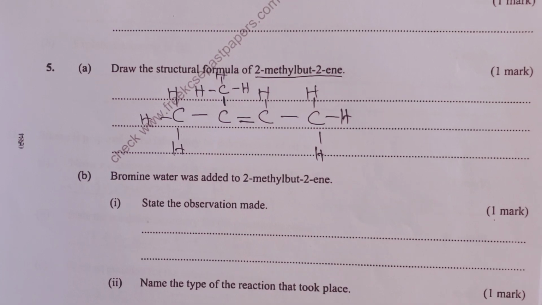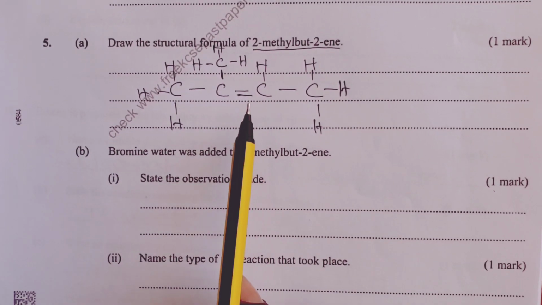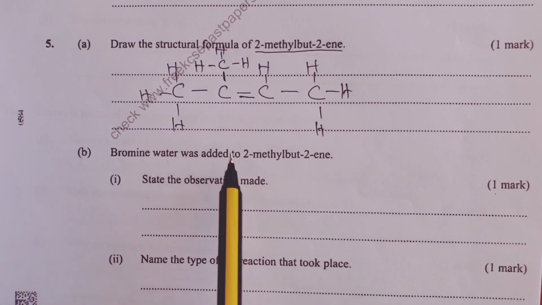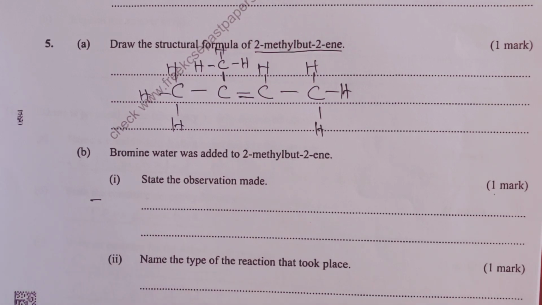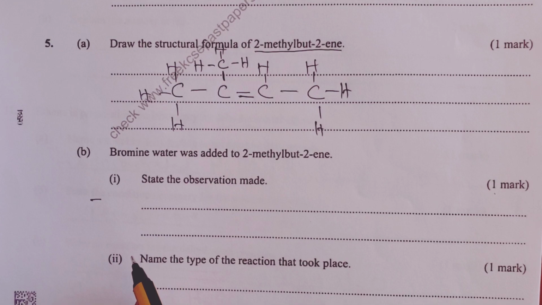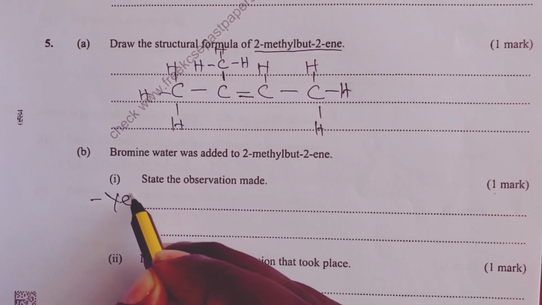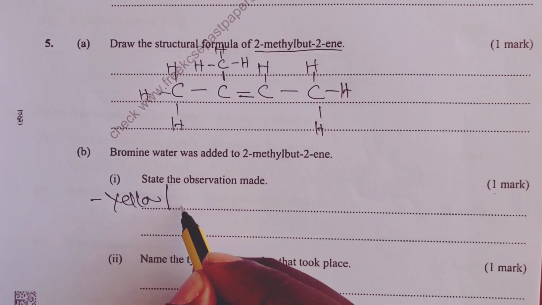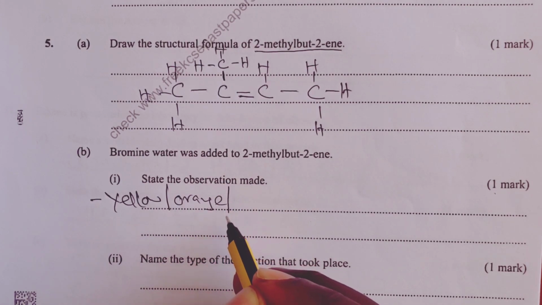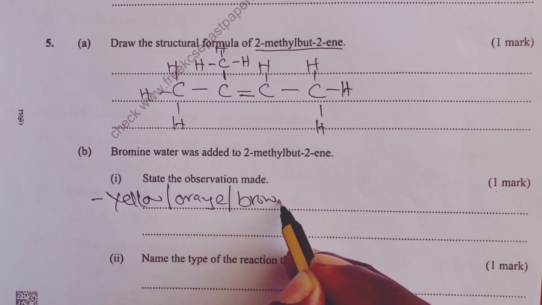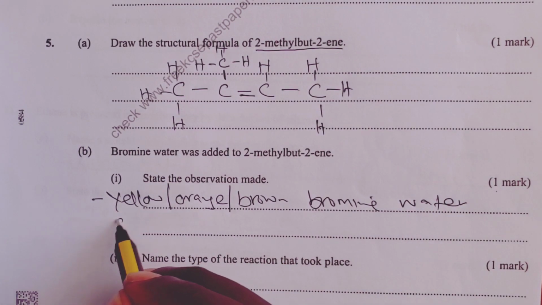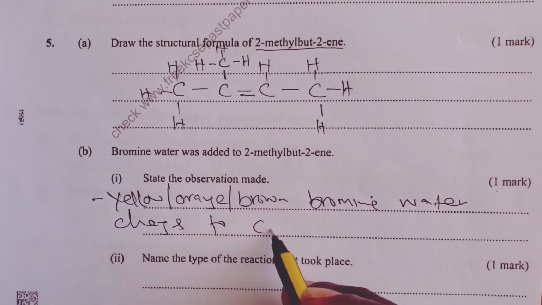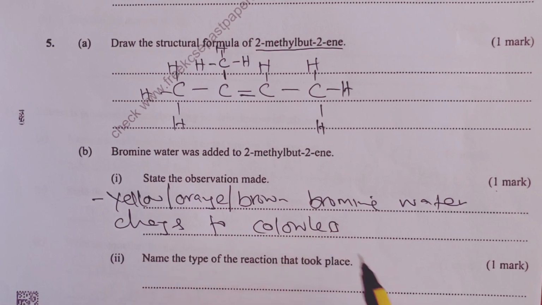Next, we are told that bromine water was added to whatever we have up here. And then we were now told to state the observation that was made. Our compound is unsaturated. So the yellow bromine water, which another candidate can give the color as orange depending on the concentration, or brown, changes to colorless or is decolorized. That would be the observation for 1 mark.